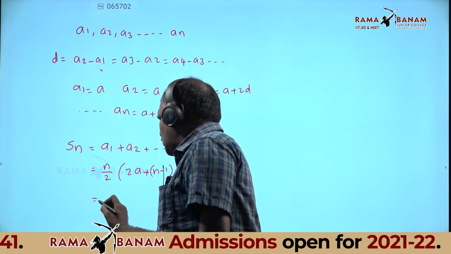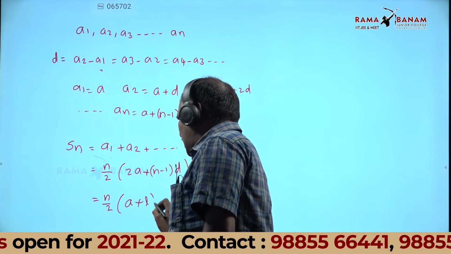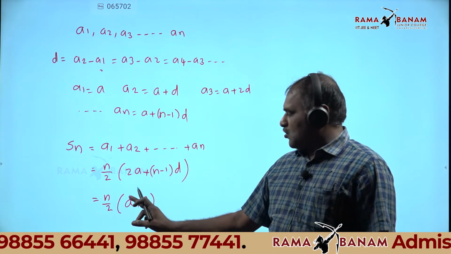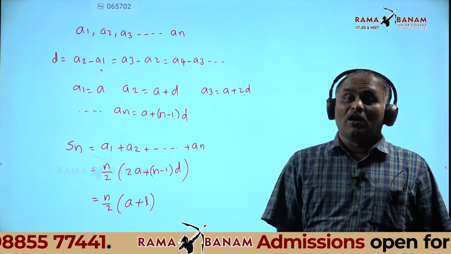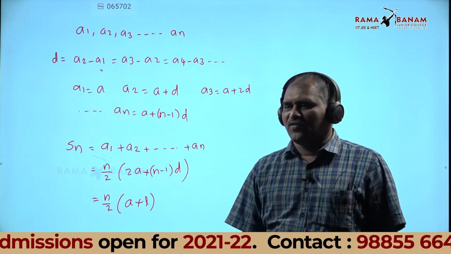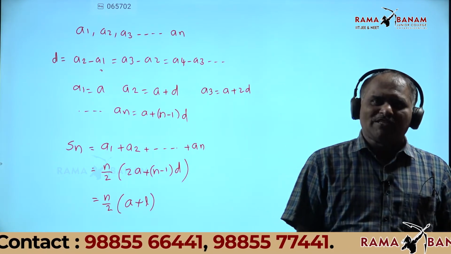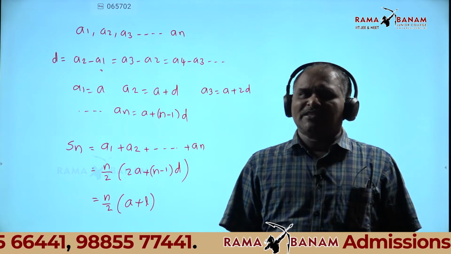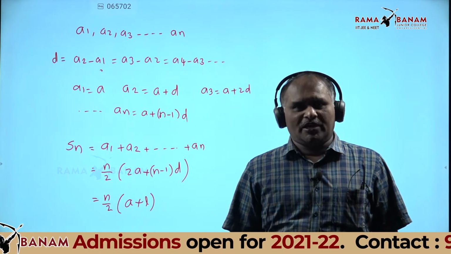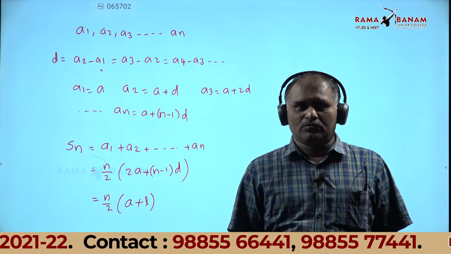Therefore, that is also written as n by 2 into A plus L. A is the first term and L is the last term. So the sum of the first n terms of an arithmetic progression is n by 2 into A plus L. These are the points. Based on some questions from yesterday, I will explain one or two, and the remaining I will explain now.